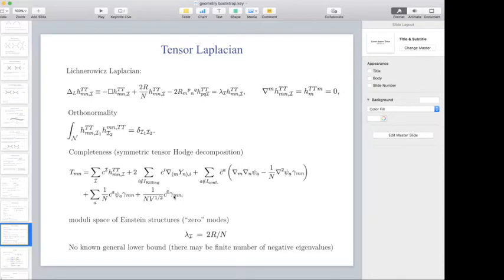And there's a special eigenvalue here as well, which are what you might call the zero modes. These correspond to the moduli space of Einstein structures. So these eigenfunctions can be thought of as infinitesimal deformations of the metric that preserve the Einstein condition. In general, there's no known lower bound on the Lichnerowicz Laplacian. It's possible that there can be some negative eigenvalues. There has to be a finite number, so the spectrum does have to be bounded from below, but there's no generic lower bound in terms of the curvature that's known.